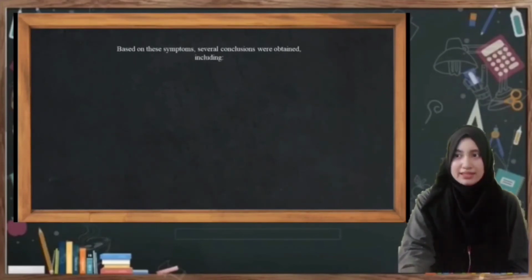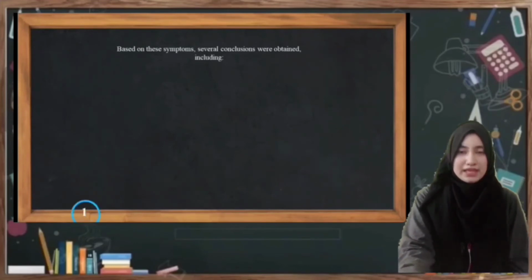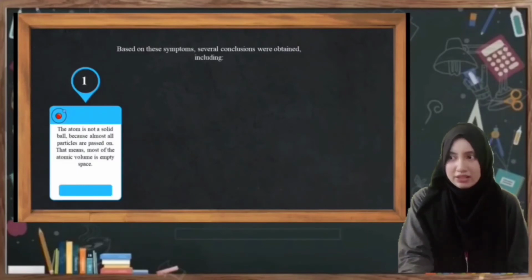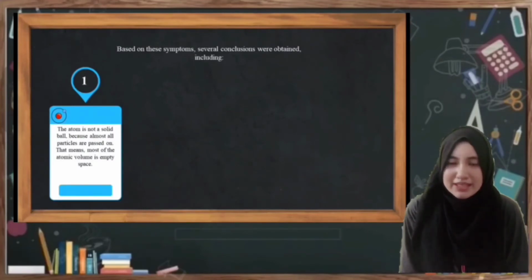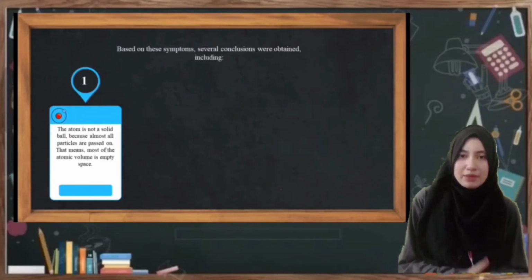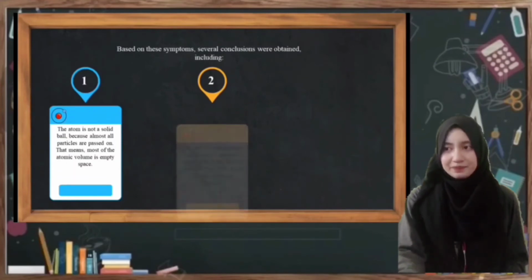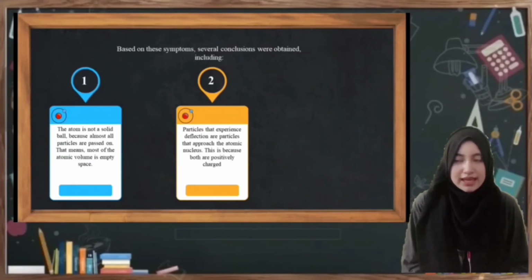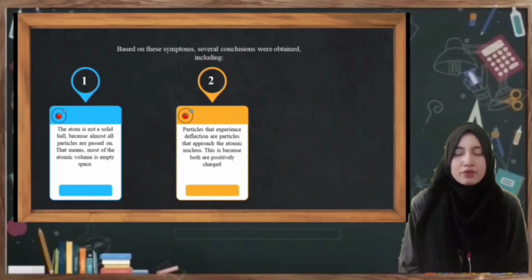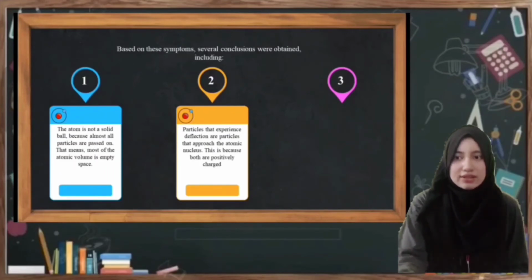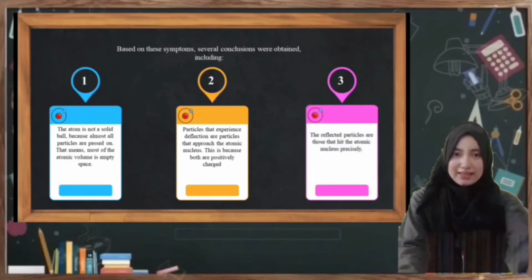Based on this, several conclusions were obtained, including three parts. The first, the atom isn't a solid ball because almost all particles are passed through. That means most of the atomic volume is empty space. Second, particles that experience deflection are particles that approach the atomic nucleus. This is because both are positively charged. And the third, the reflected particles are those that hit the atomic nucleus precisely.